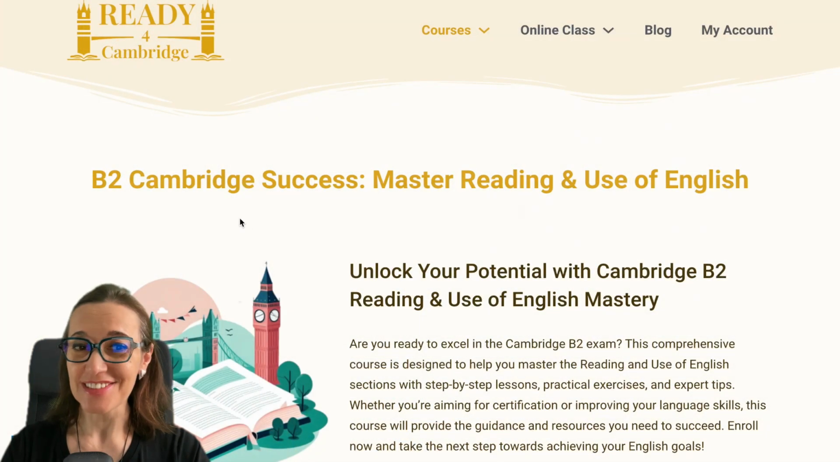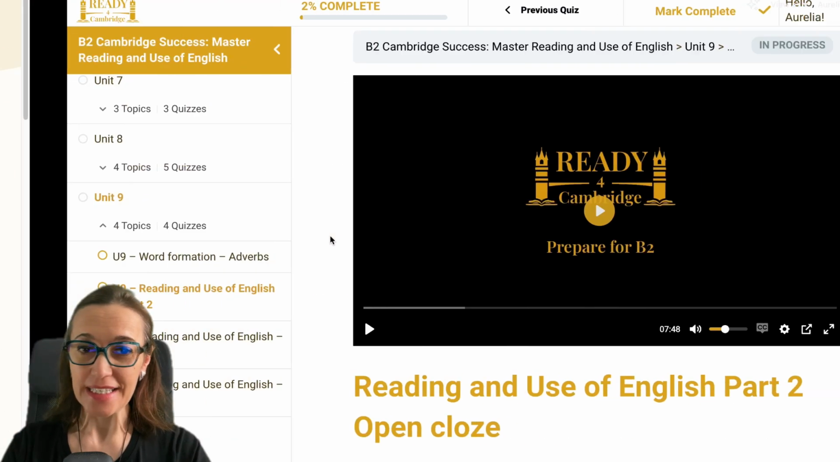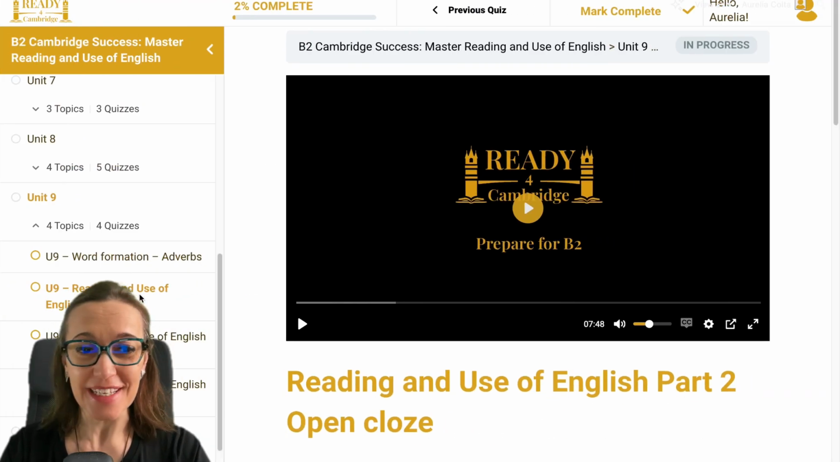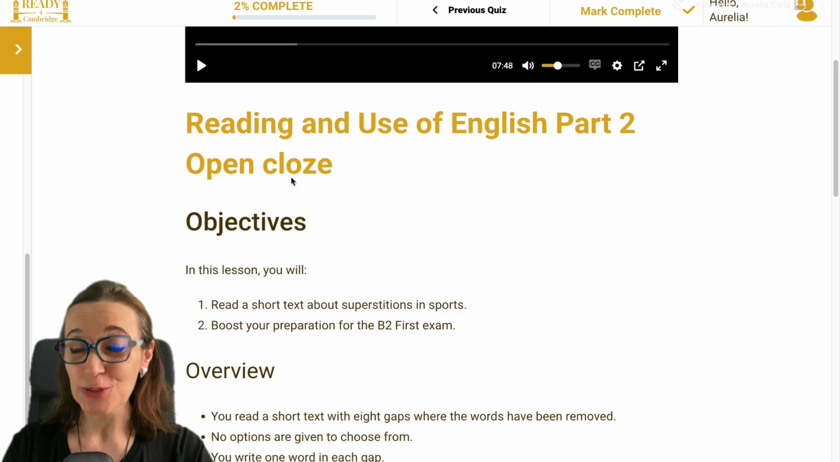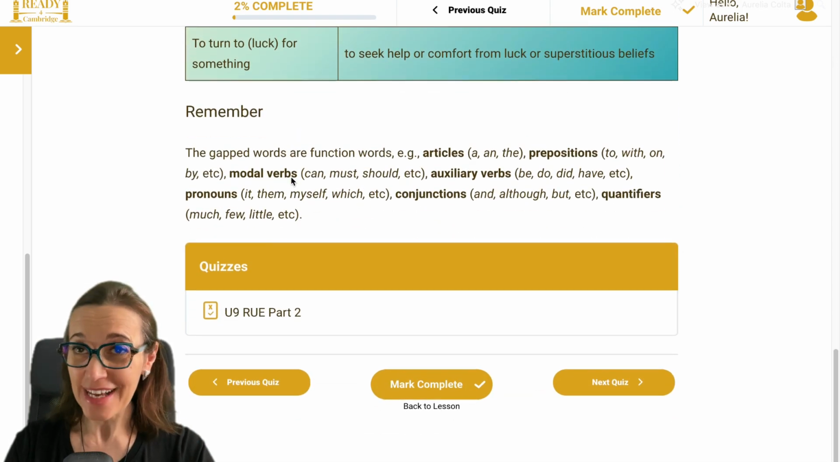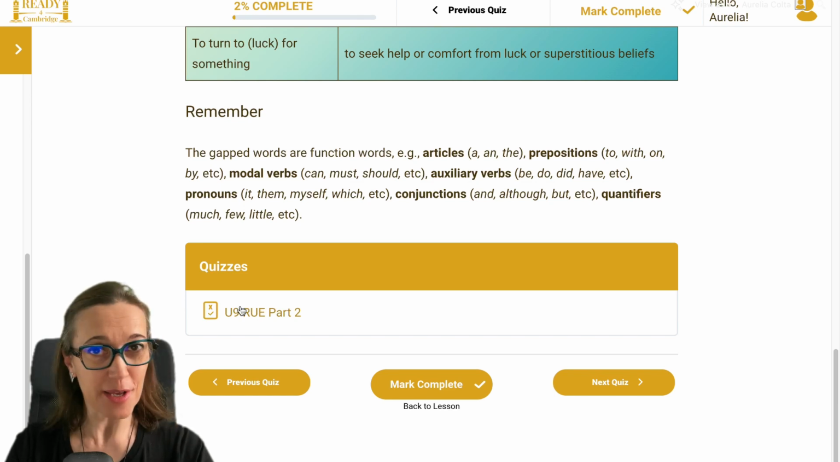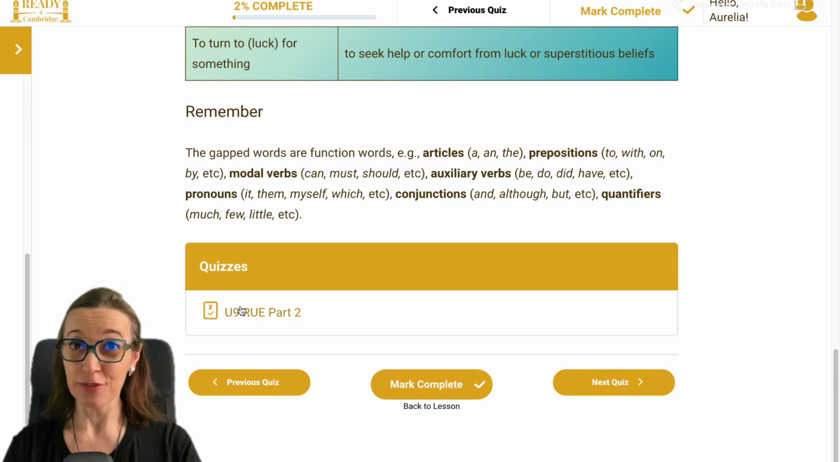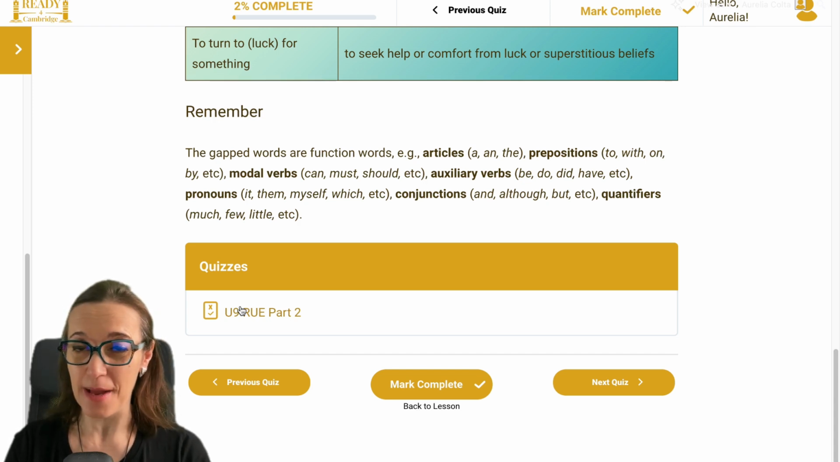This task is taken from the course B2 Cambridge Success Master Reading and Use of English, and it is part of Unit 9, Reading and Use of English Part 2. This lesson is open to everyone, so try it out and see how it helps you improve. Now I'm going to go through this open cloze task as if I were a candidate. But first, a quick overview of Part 2 in the official exam.